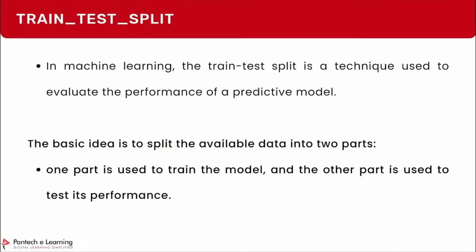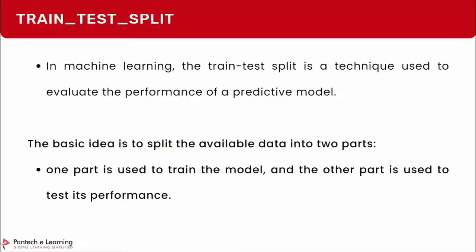In machine learning, the train test split is a technique used to evaluate the performance of a predictive model. So it will be helpful in evaluation. It is not going to evaluate it, but it will be a key factor. Why? The basic idea here is to split the available data into two parts. One part is used for training the model and the other part is used for testing its performance.